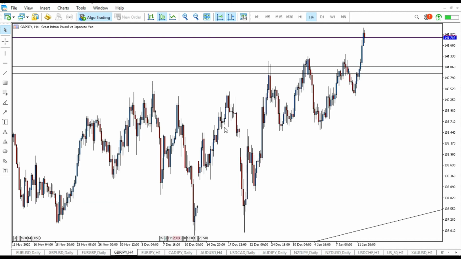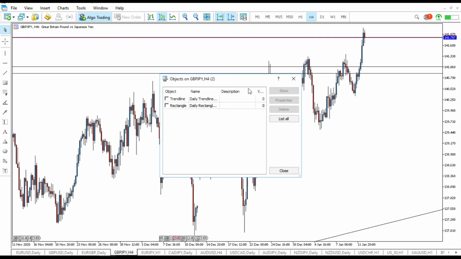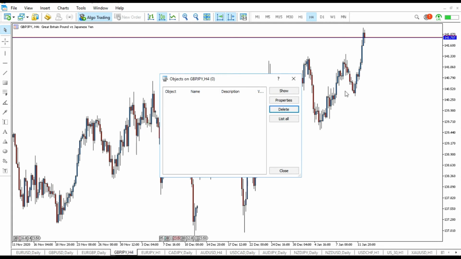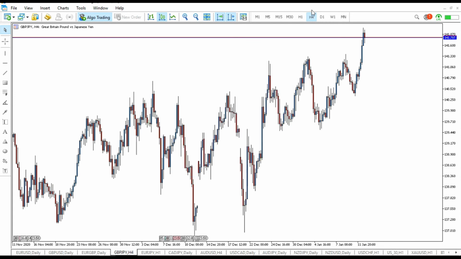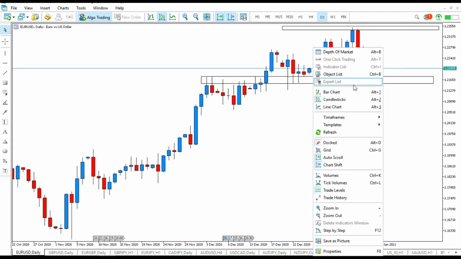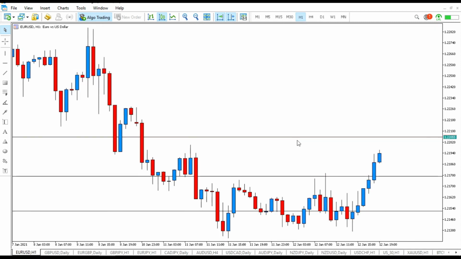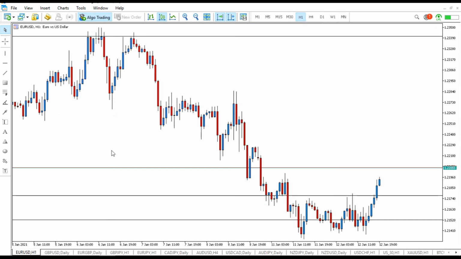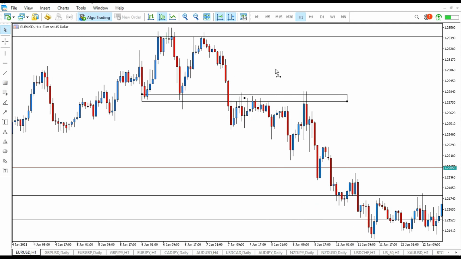So let's take a look at another example. Let me go ahead and delete all of this very fast. I'm looking for a very nice example that I can use to explain the break and retest for you guys. So let me just switch over to the 1 hour time frame on this. So let me use this.